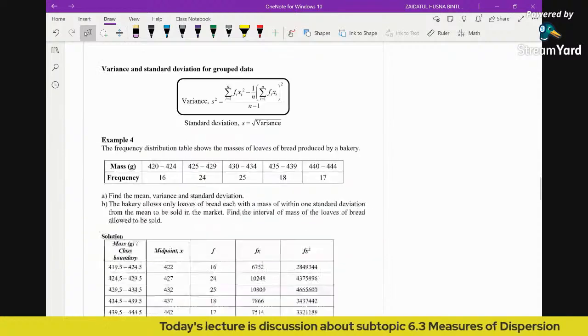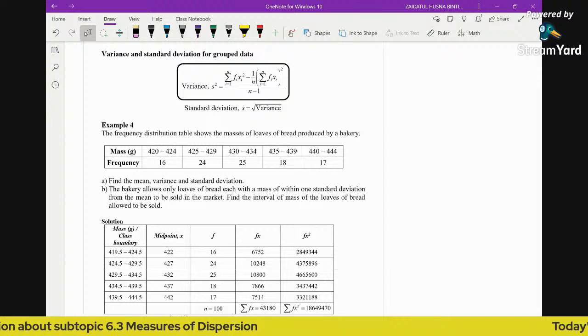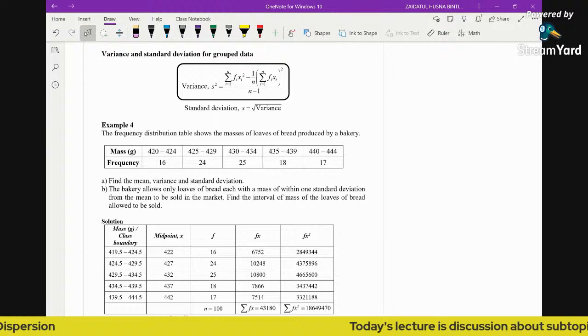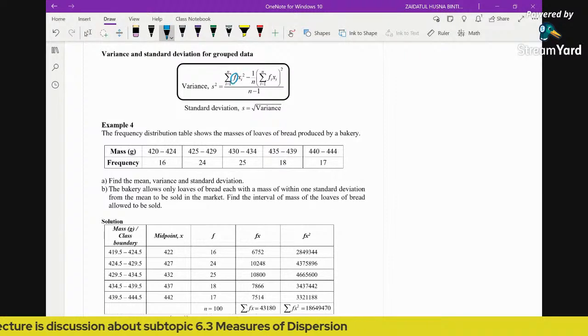Okay, so now let's discuss how to find variance and standard deviation for grouped data. So we are coming to the second learning outcome to cover for today. How to find variance and standard deviation for grouped data. The formula is not very different from the ungrouped data. It's just that we do have f, the frequency.